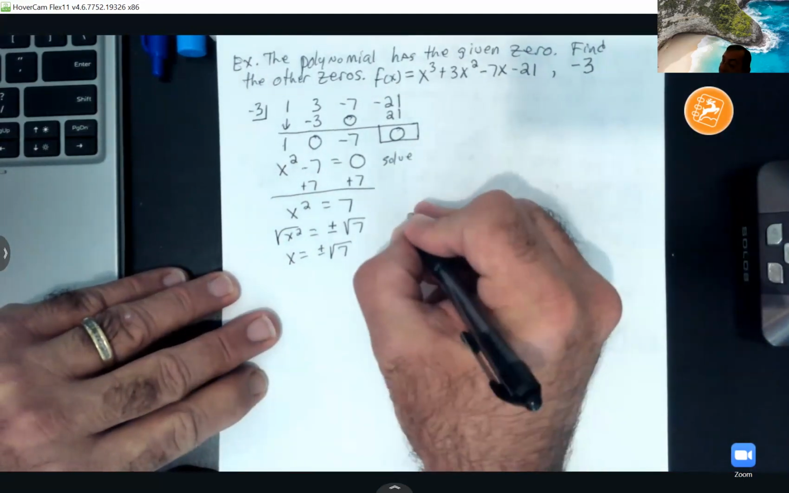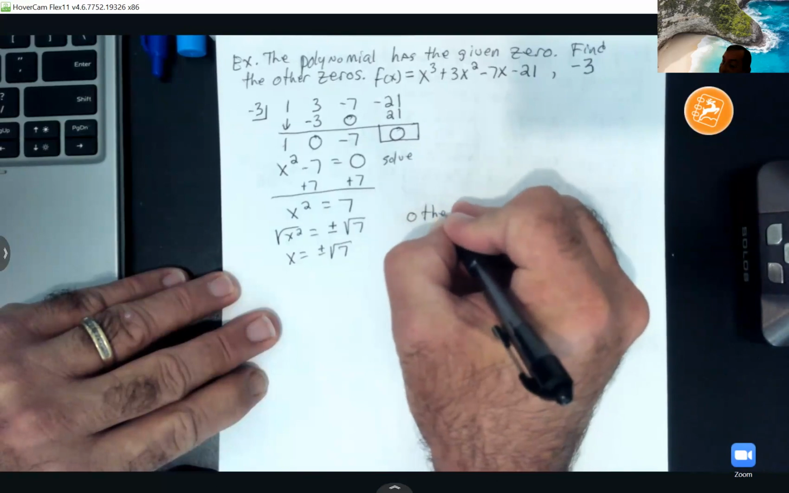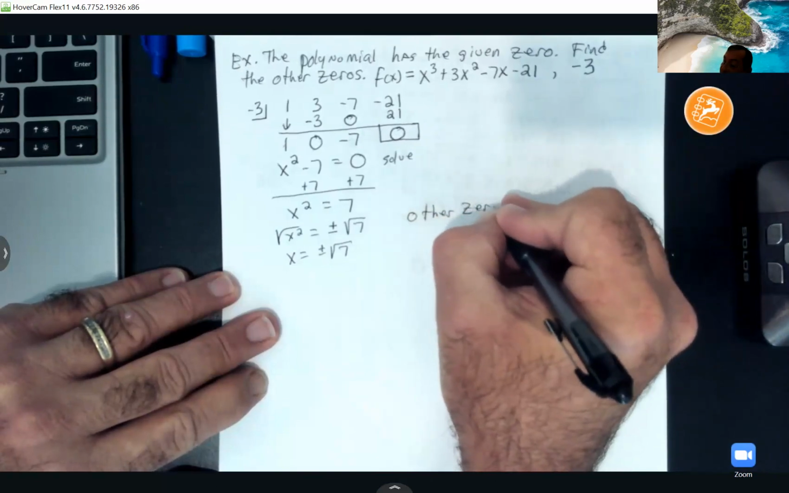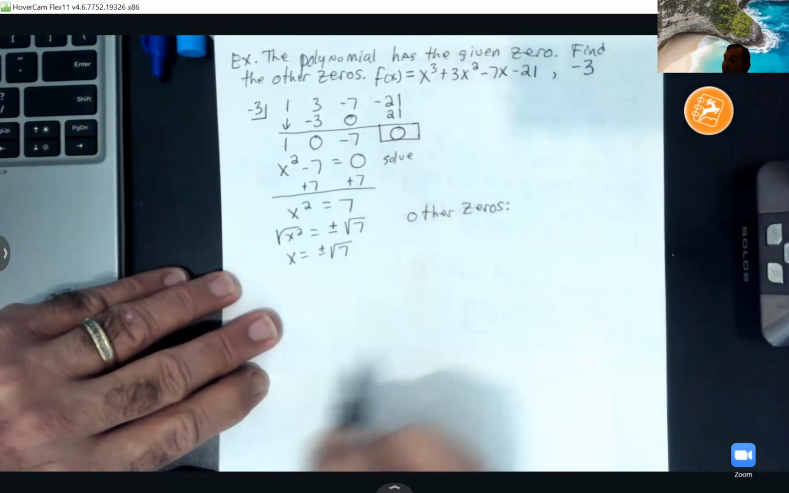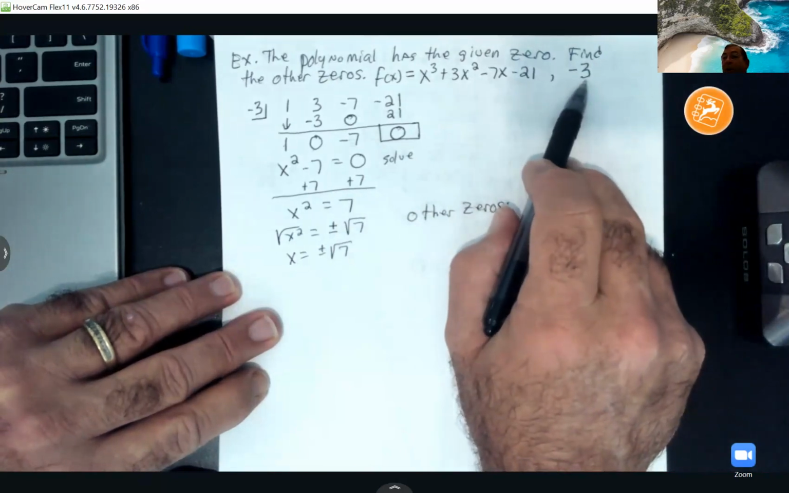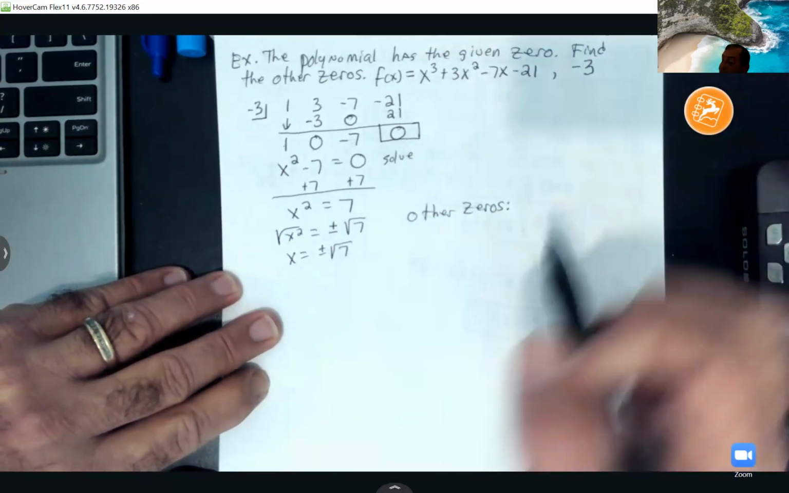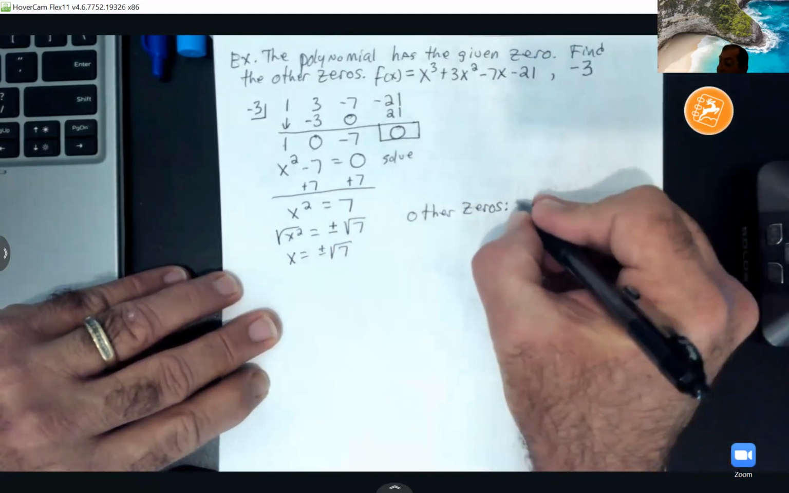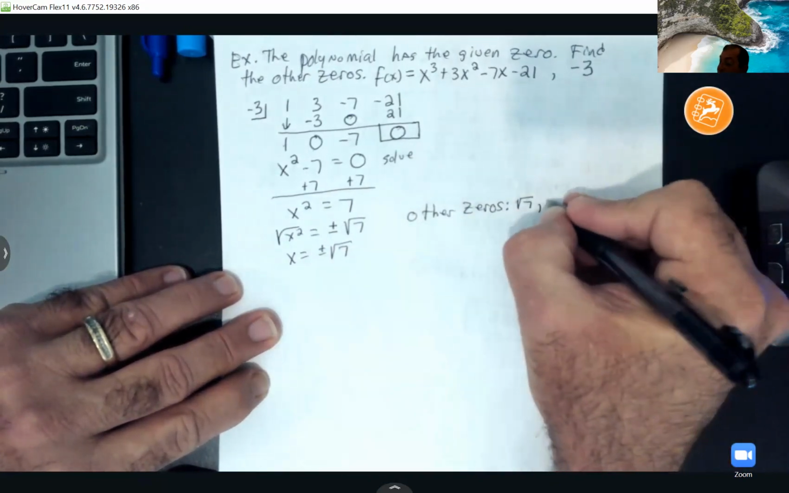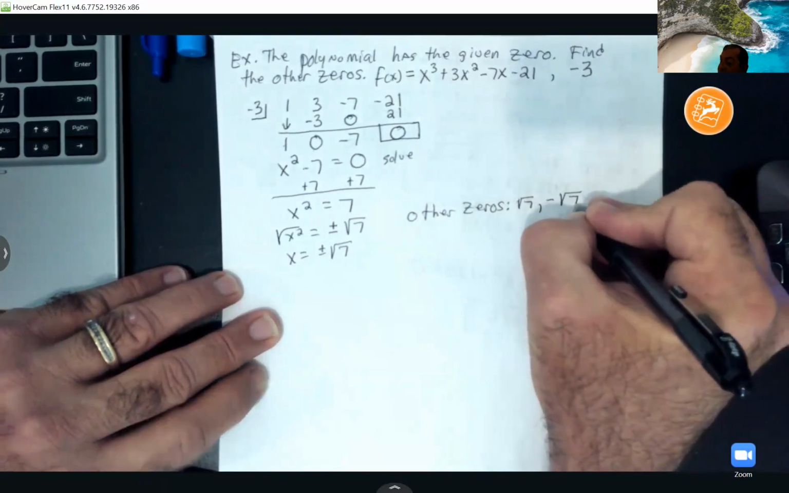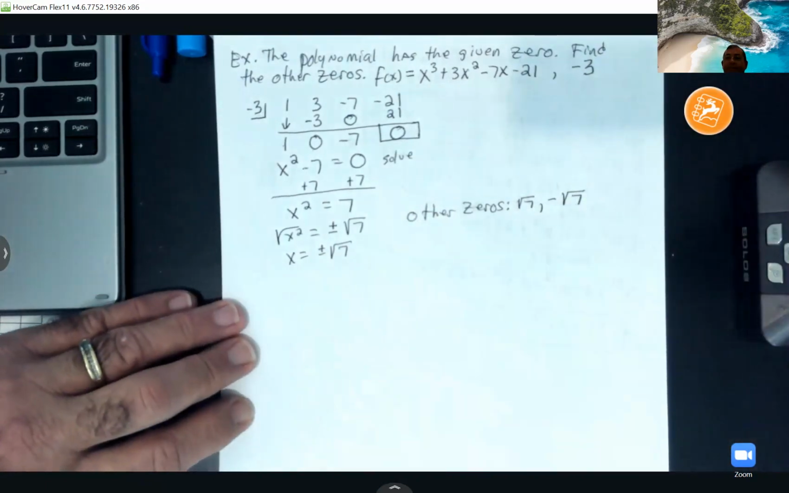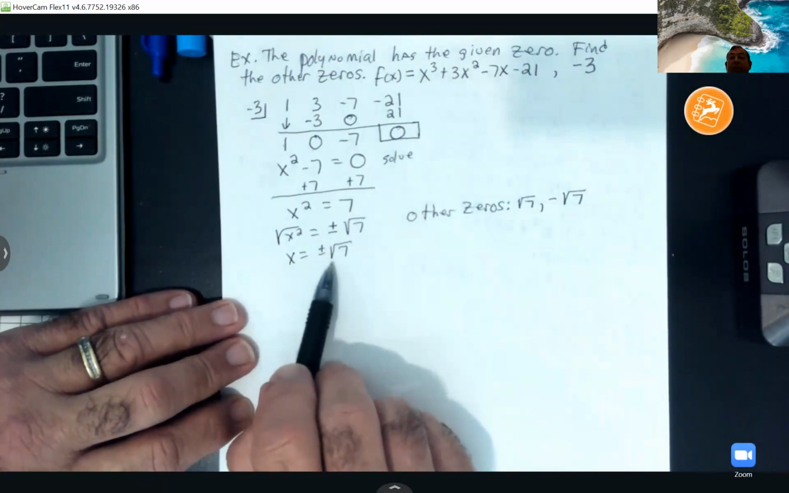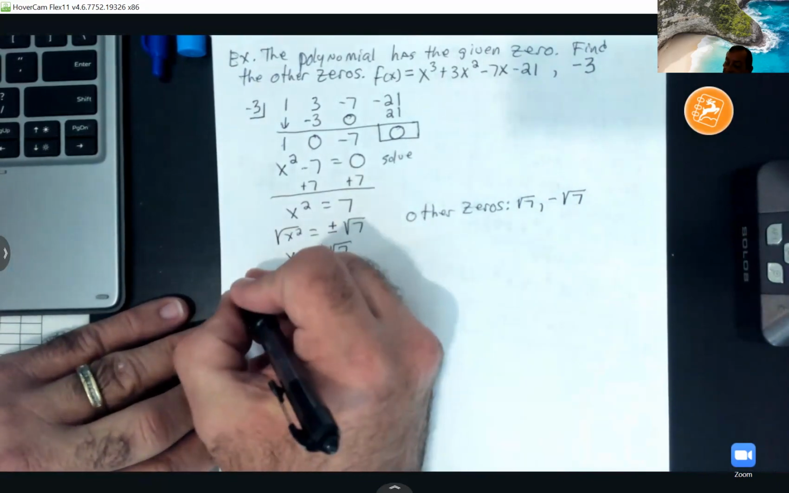Now, here's how the answer is going to be. The answer will say the other zeros. We don't put the negative 3 or it'll mark you wrong. We just need to put in either plus or minus square root of 7, or you could do a square root of 7 and then a negative square root of 7, either way. They will let y'all use the plus or minus if you want, okay?